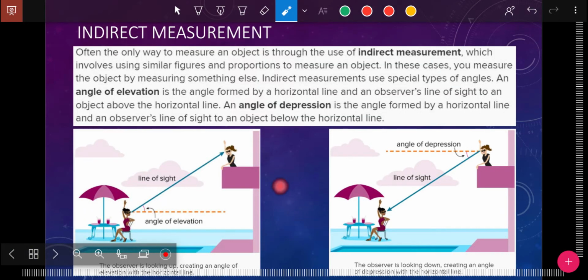A lot of information here, but not really a lot you would need to take notes on. Indirect measurement is measuring things you cannot hold like a ruler up to or a tape measure up to. So you have to come up with some other way to measure it. And really the big thing is you need to understand that if you are looking up, they're going to call that an angle of elevation. And if you're looking down, they're going to call it an angle of depression.